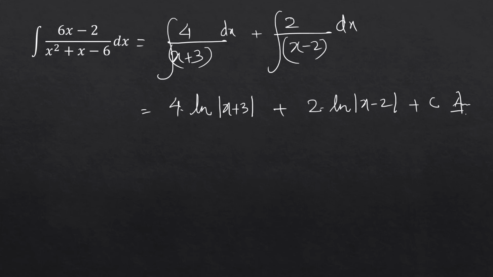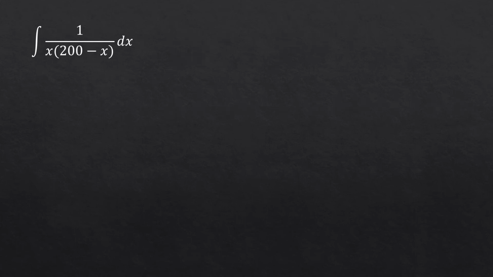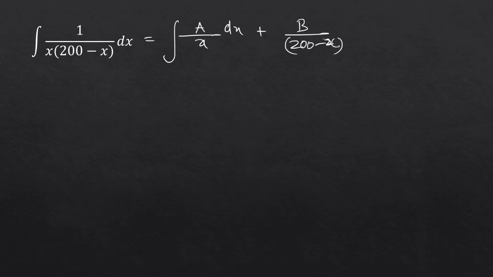We will do one more question now where we are going to have a little bit bigger numbers. These are the kind of questions which are very common when you will be trying to solve differential equations where you have to integrate. So here the first step is already being done for you. They are already factorized. So what we will do here, we want to write it as a over x dx plus b over 200 minus x dx.